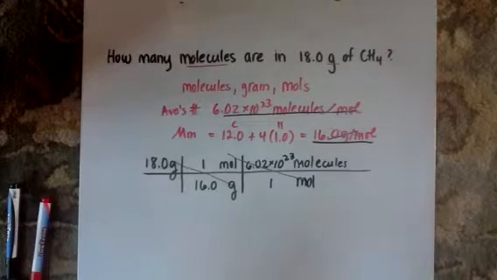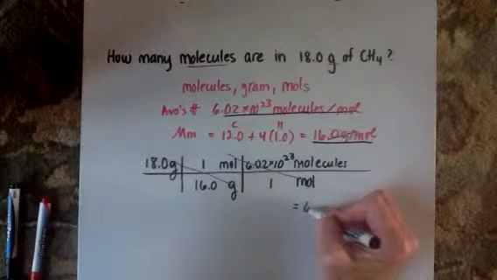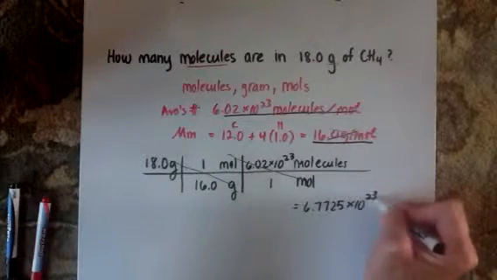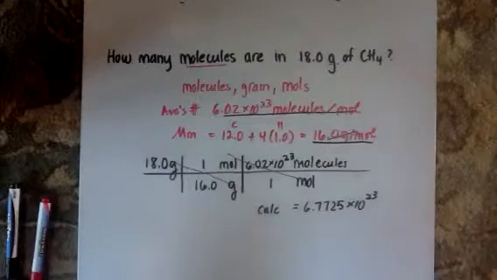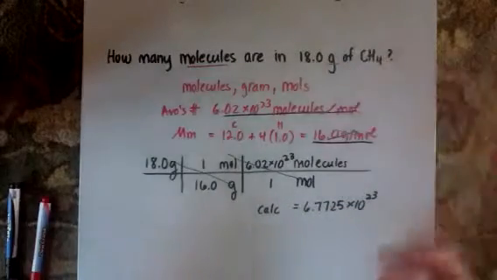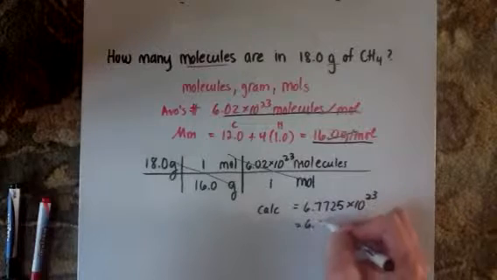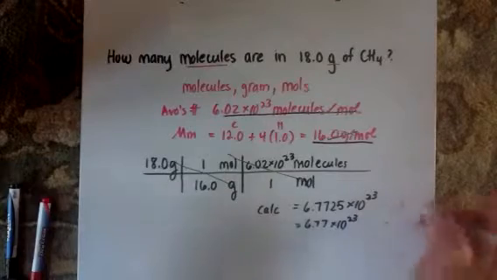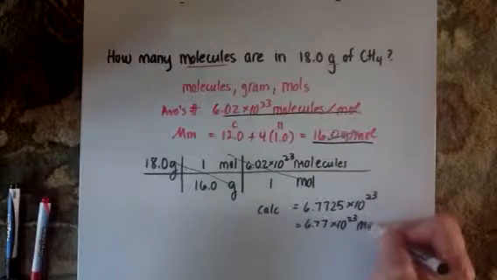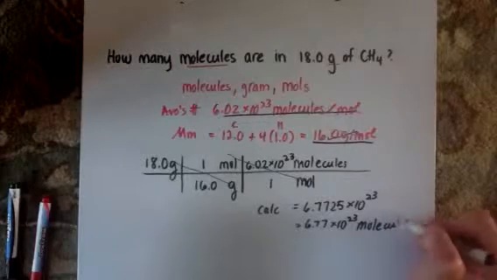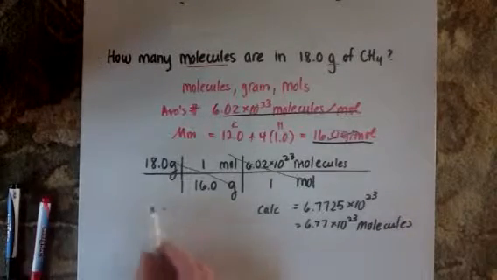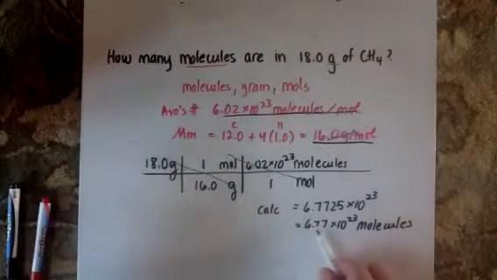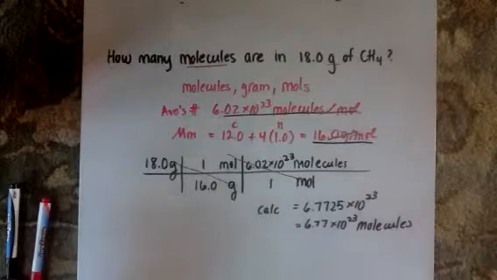My calculator gives me an answer of 6.7725 times 10 to the 23rd. I need to look at sig figs. I only have 3 sig figs in this given, so I can round this to 3 sig figs. And I should ask myself, does this seem like a reasonable number? It is in molecules. Does it seem reasonable that in 18 grams of a substance, there should be many, many, many molecules? This is a huge number, so that does kind of make sense.